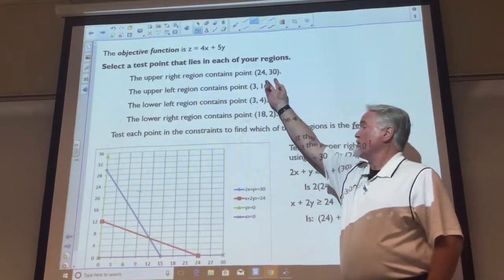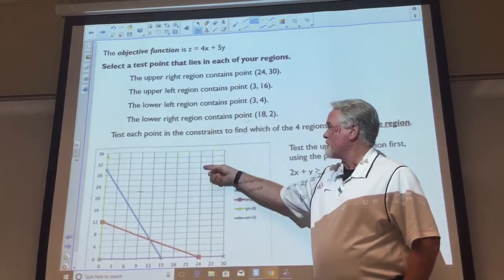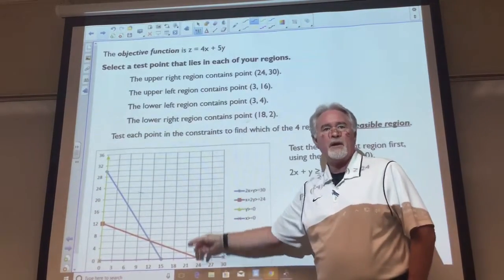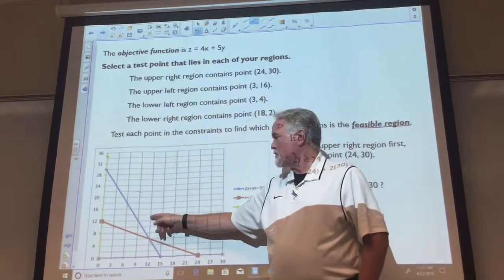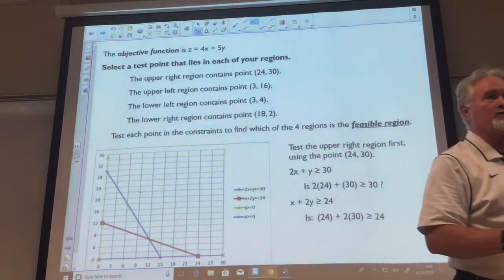I might use the point 24 and 30. The only reason I used the point 24 and 30 was as an easy point for me to be able to read, because all I did is I squared off where the y-intercept and the x-intercept went. You could have picked a point that would have been down here. You get to pick the point, but it has to be clearly in that region.